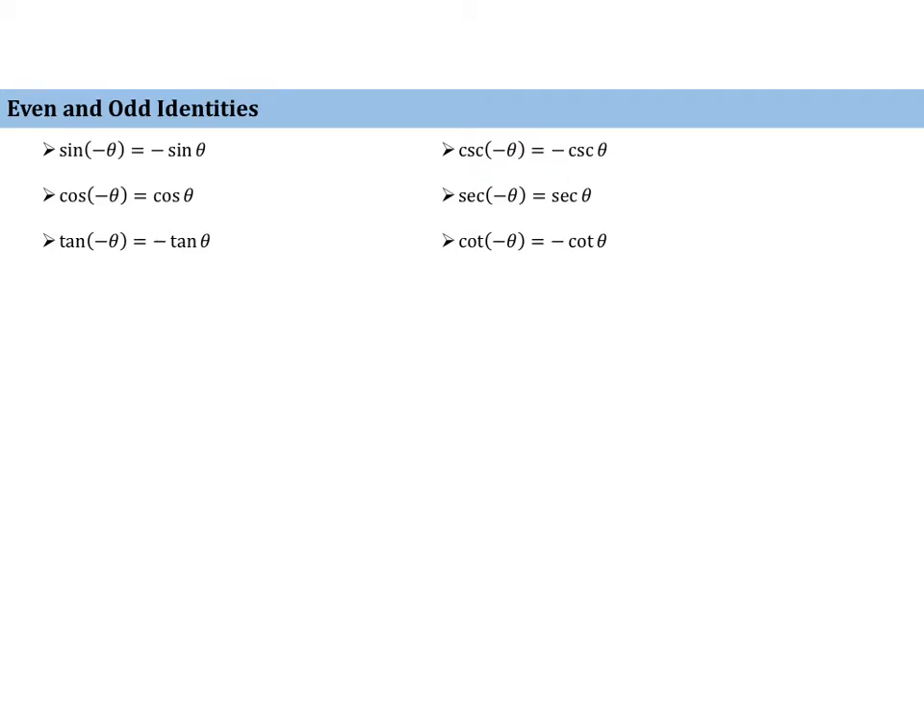So this yields for us 6 new identities, the even and odd identities. We've already seen that sine is an odd function, and its reciprocal then will be an odd function. Cosine, we have seen, is an even function. Its reciprocal then will be even. Tangent functions are odd as well as sine functions. And cotangent, the reciprocal of tangent, will be then an odd function also. So here are 6 more identities for you to memorize.